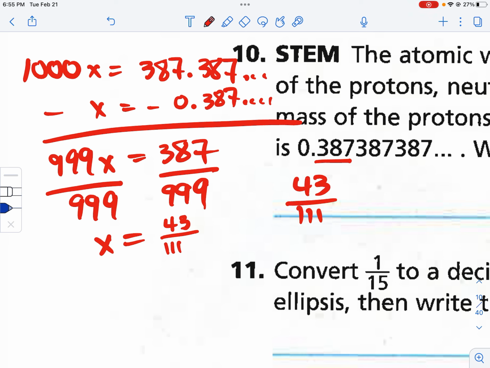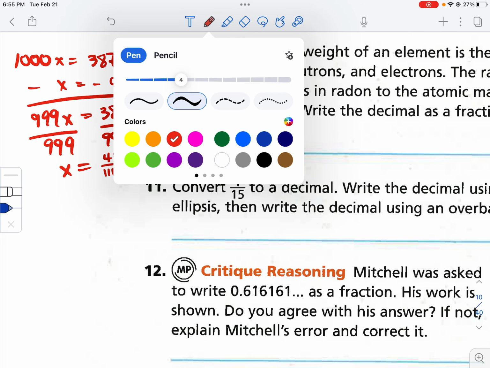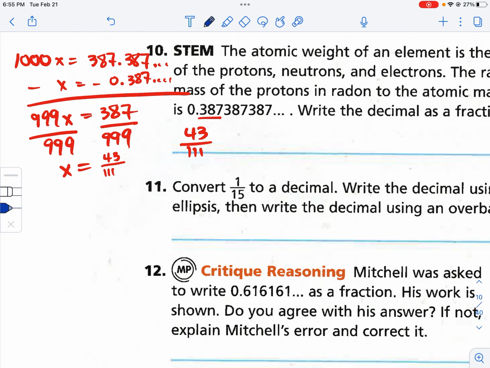Convert 1/15 to a decimal. Okay, so I'm going to change colors just so you can tell. So 1 divided by 15.